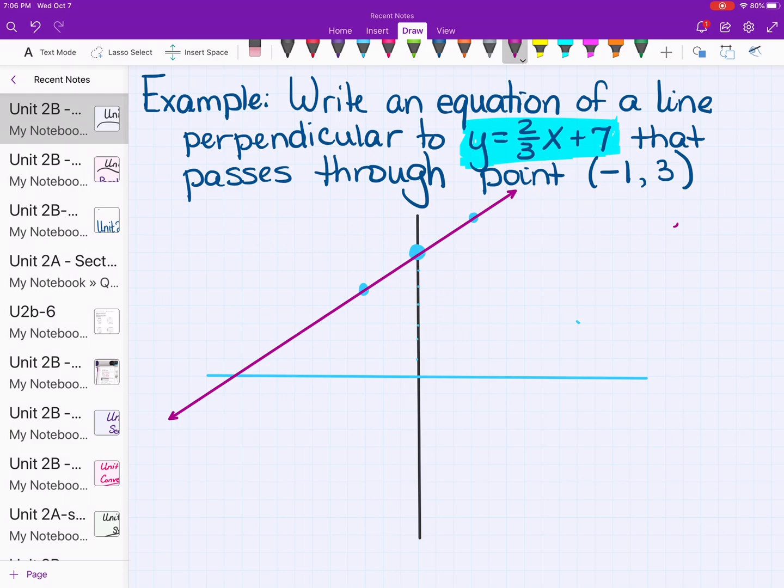Okay, so I changed colors again. I can't seem to figure that out. I'll have to work on that. All right, -1 and 3. 1, 2, 3. I need something perpendicular. That means it hits at 90 degrees, and it passes through that point. So it's going to look something like this. Okay? But I can't tell that exactly, and I can't draw it perfectly perpendicular, so we're going to have to use some algebra to figure out this line.